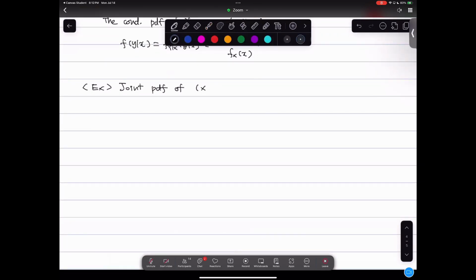Let me give you the joint PDF. Here's my f of x, y, which equals 1 over y, times e to the power of negative x over y, times x over y, times e to the power of negative y, for x greater than 0 and y greater than 0, and 0 elsewhere.